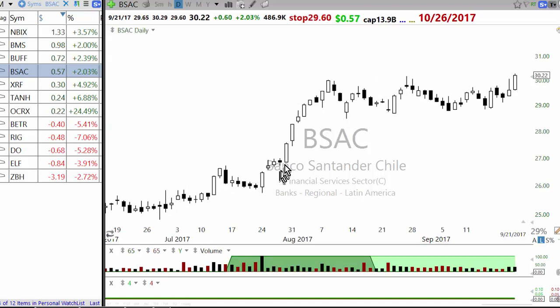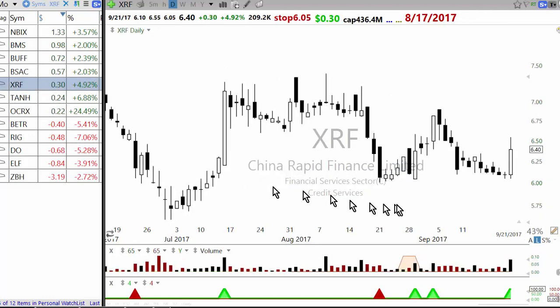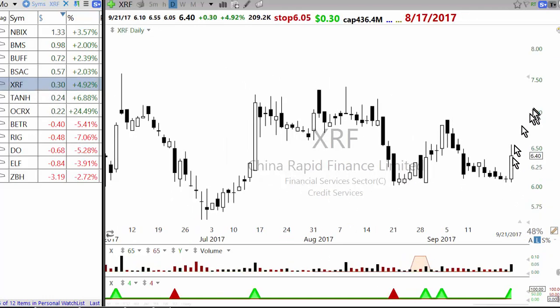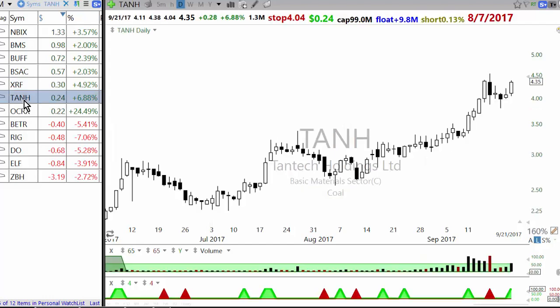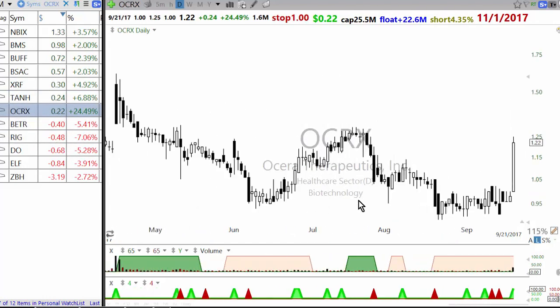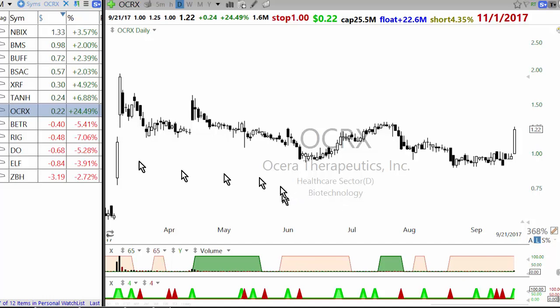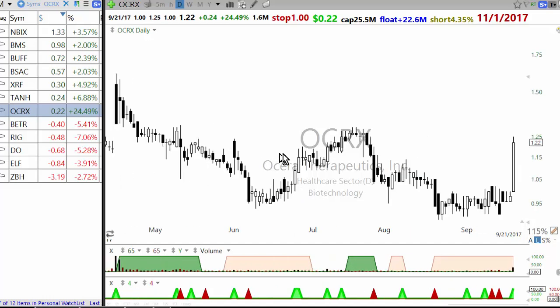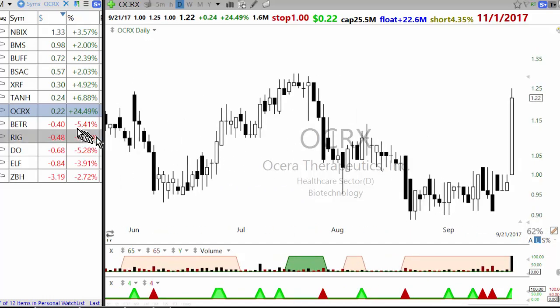Obviously this was a better setup, but these are some of the things which I have already done analysis on for the day and had looked at as possible. XRF, as I said, is not really closing near the high, so I wouldn't really look at it. Then you have TANH. Then you have OCRX for a lower price kind of a thing. These kind of stocks can make these kind of big moves. They don't need much of a reason for that.